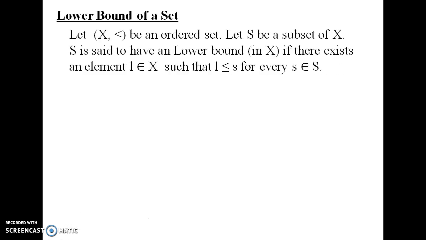Now, lower bound of a set. Let X be an ordered set. Let S be a subset of X. S is said to have a lower bound in X if there exists an element L belonging to X such that L is less than or equal to s for every s belonging to S.